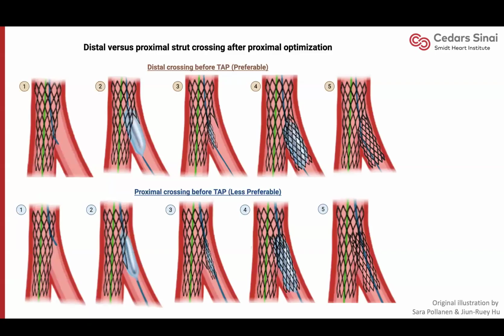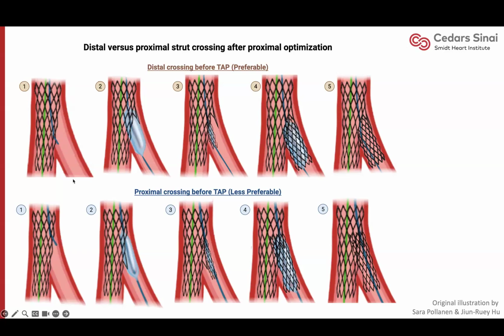What do we mean about distal crossing versus proximal crossing? When rewiring through the main branch stent struts to re-enter the side branch in provisional side branch ballooning, in the TAP technique, T and protrusion, and the Culotte technique, it is preferable to cross through a distal strut as close as possible to the carina rather than through a proximal strut, as illustrated here in the second row.